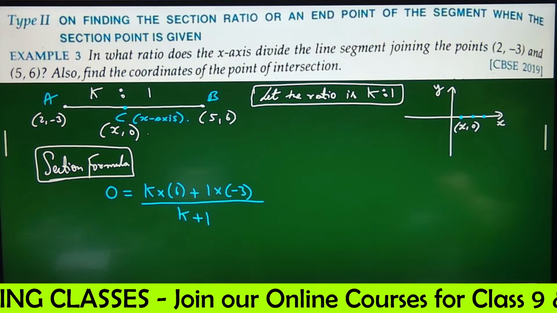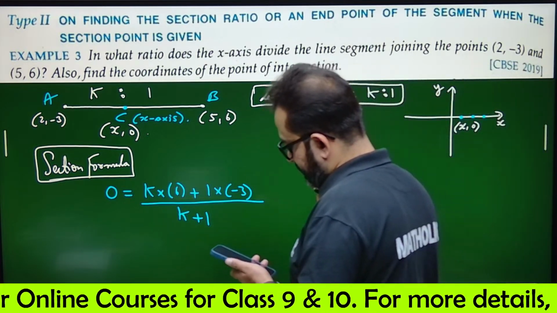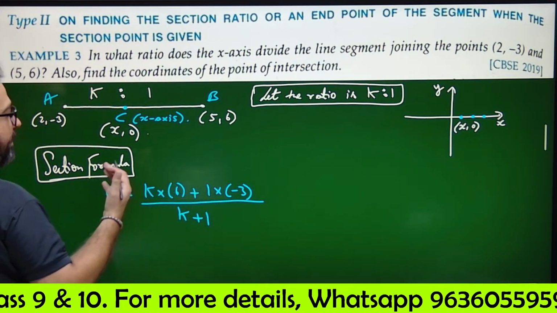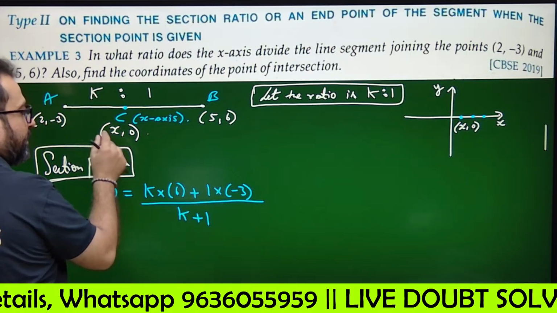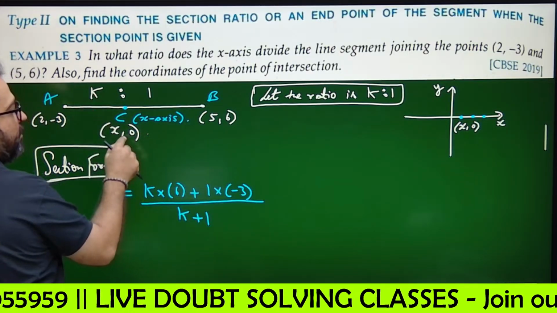Sorted, sorted, sorted. Got the point? Yes. I just have to use the section formula wisely. Okay, we'll find x also, but for the time being, we are finding the y coordinate, and the y coordinate is 0.